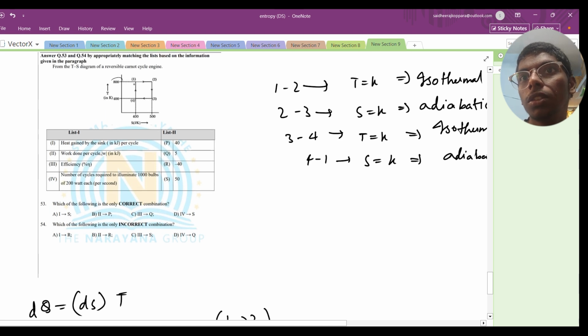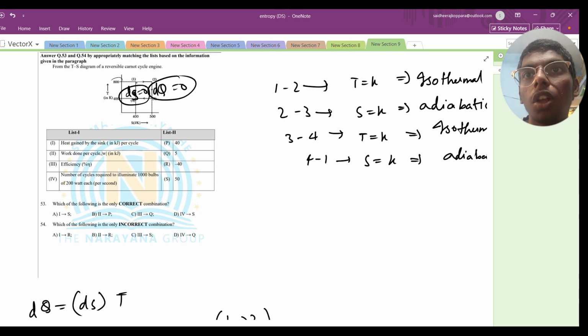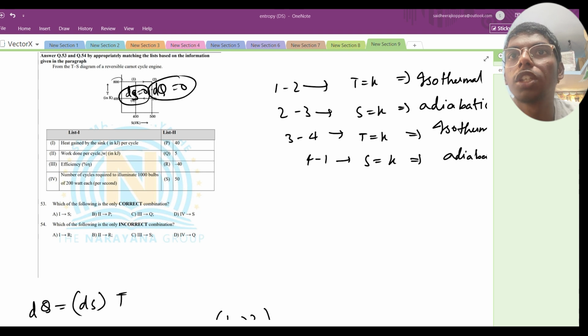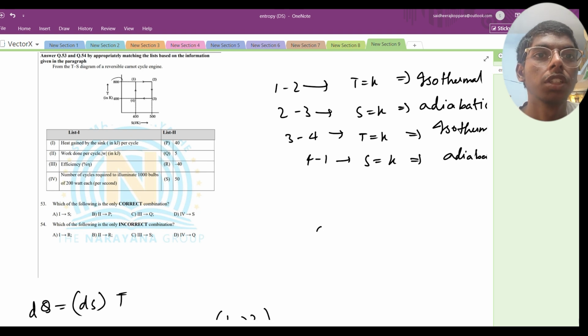And here, both being adiabatic, 4 to 1 and 2 to 3, dq is 0 in both cases. Then you can obviously calculate q here, which remains the same here, and q here, which remains the same here. Okay, that's not an issue. First we shall be calculating our efficiency, percentage of efficiency, which is given by the formula.